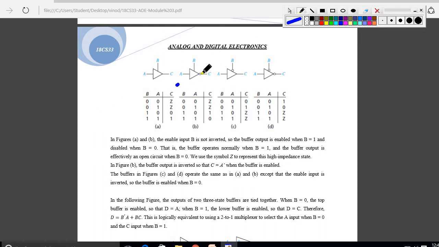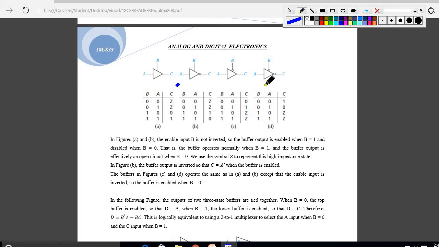See here also, there is a bubble, no? But anyhow, figure A and figure B, the 3-state buffers, are non-inverted. Again the same condition: B is equal to 0, open circuit, so high impedance state. When B is equal to 1, C is equal to A. See here, this truth table also follows the same rules.